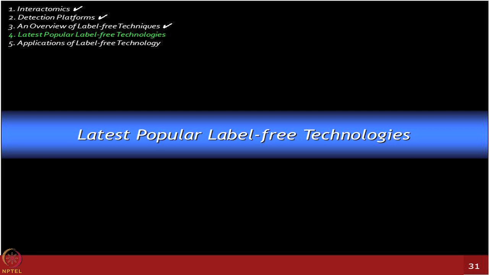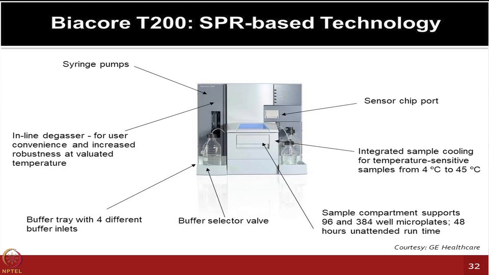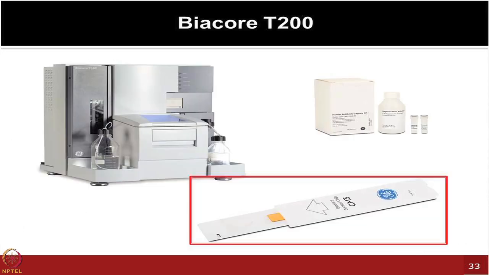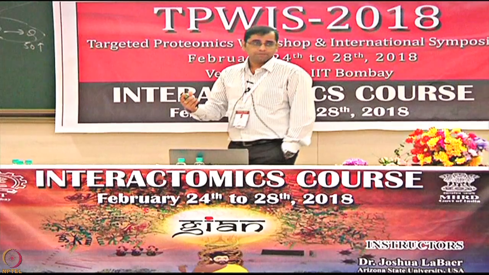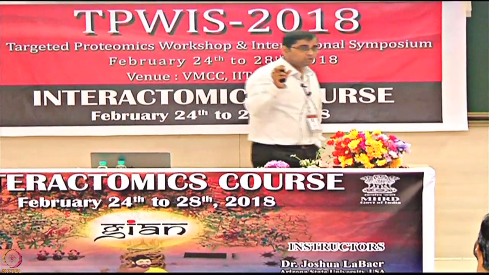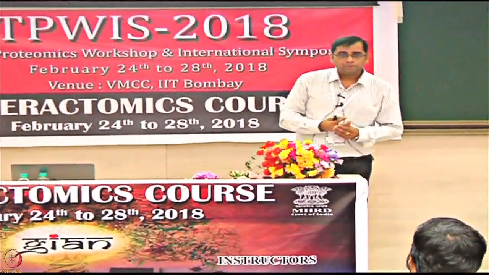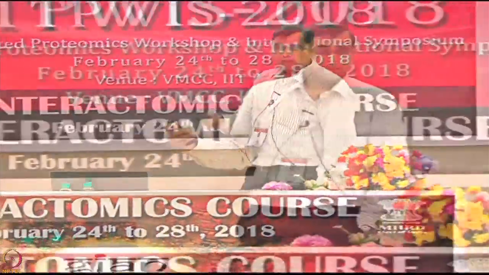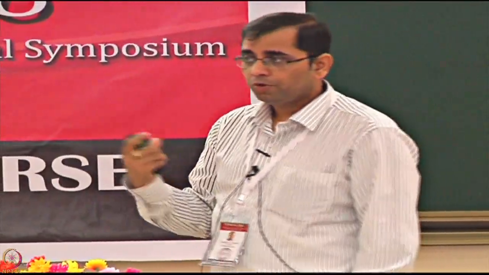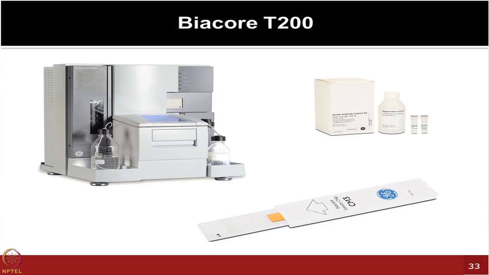All right, so among the latest popular technologies, one of them is the Biacore T200, offered by GE Healthcare. There are many types of chips coming with these technologies, depending on how you want to immobilize your molecules. Sometimes you have different carboxymethyl based surfaces, sometimes nickel NTA chips can be very useful if you have histag based proteins. So you can select the right kind of chip for your use, and make use of them accordingly.